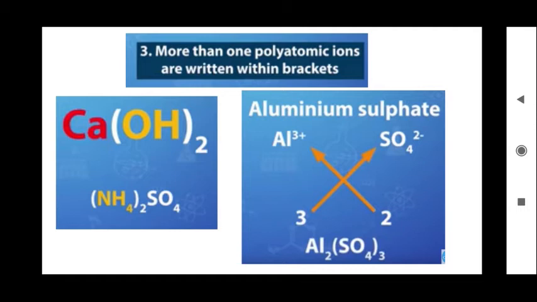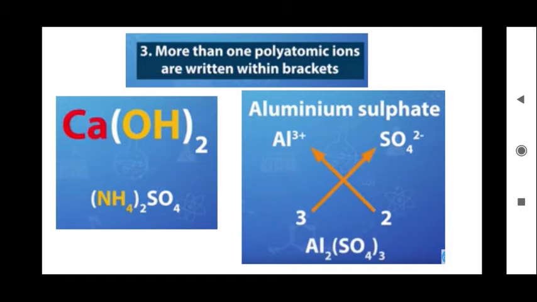So we are writing as SO4. We have to put it in brackets, because it is a polyatomic ion, right, because more than one atom is there. And the valency of aluminium is 3. So Al2(SO4)3 is the chemical formula for aluminium sulfate.